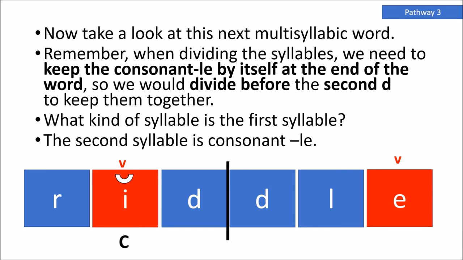Our second syllable is the consonant LE. We learned today that the E in the consonant LE syllable is silent. So when reading this syllable, it would be pronounced dull. When putting these two syllables together, we would read rid, dull, riddle.